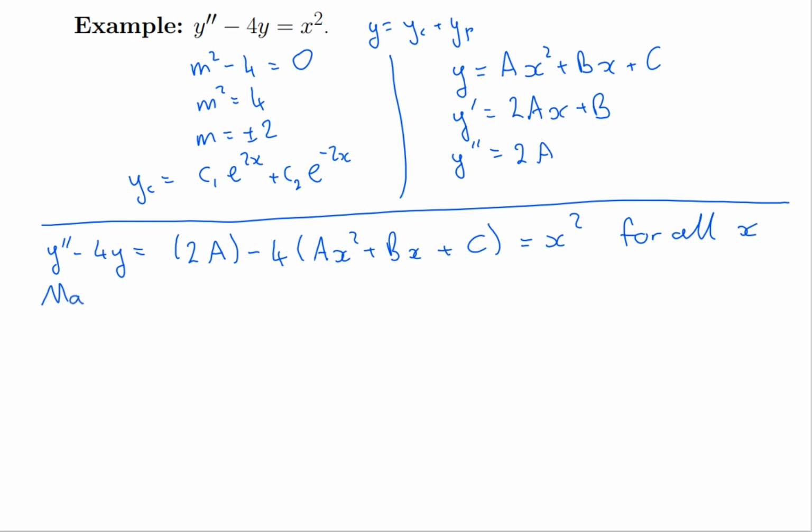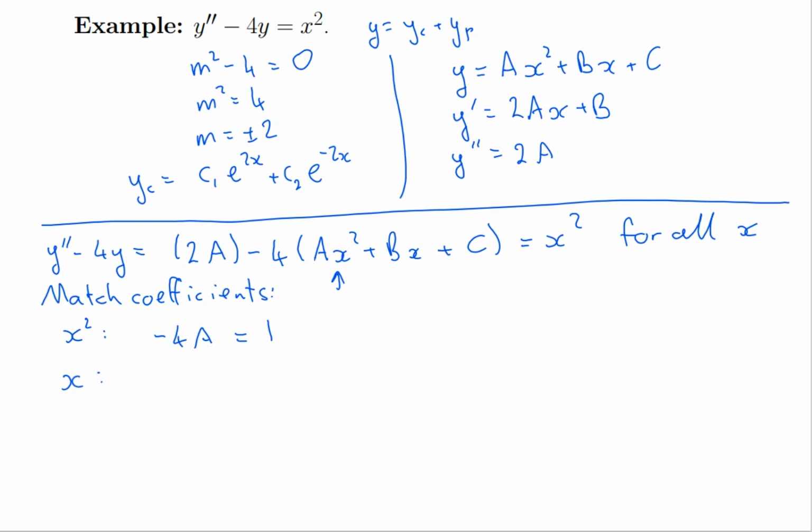So I match coefficients. There must be the same polynomial on both sides. The x squared term on both sides. What's the coefficient of x squared on the left? There's only one term, it's only that one. Its coefficient is negative 4a. Coefficient of x squared on the right is 1.